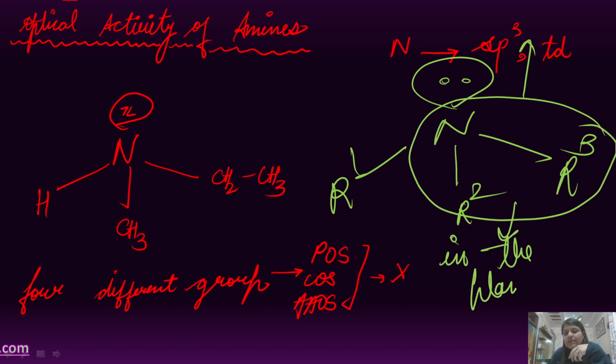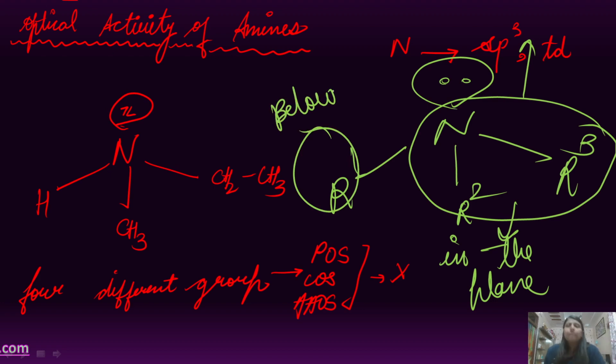You have to consider that these all are in the plane, and this particular lone pair is above the plane. Nitrogen and the two substituents are in the plane, and one particular bond is below the plane. Below the plane means that the bond is far beyond you, because the screen is the plane that you are seeing. This is the plane in which the nitrogen, R2 and R3 are, and the lone pair is coming towards us, and R1 is going below the screen, far away from you.